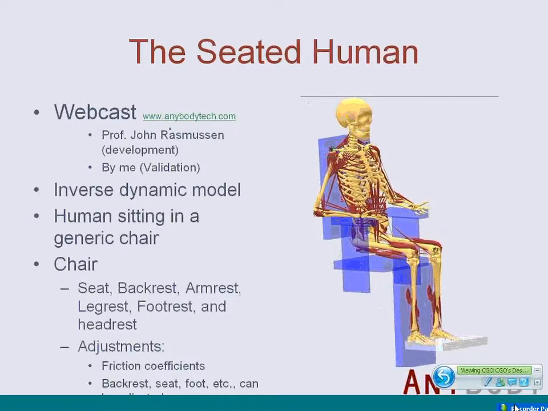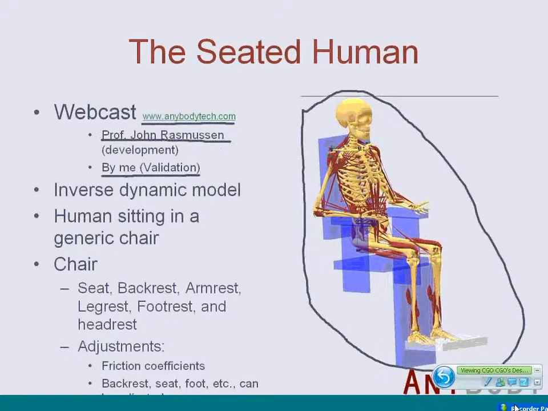The model was developed a few years ago, and at this web page where you also found this webcast, there's another webcast done by Professor John Rasmussen, who did a webcast on the development of this model. There's another one, which I held around a year ago, on the validation of this model. I'll show brief validation results in this webcast as well.